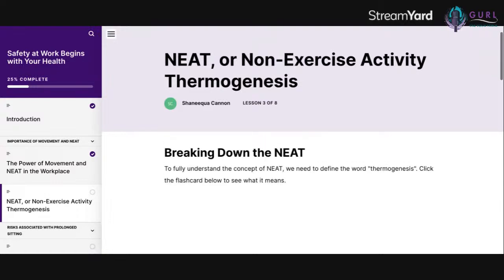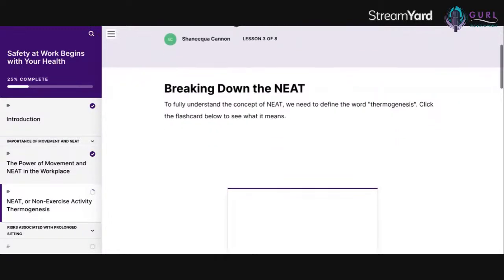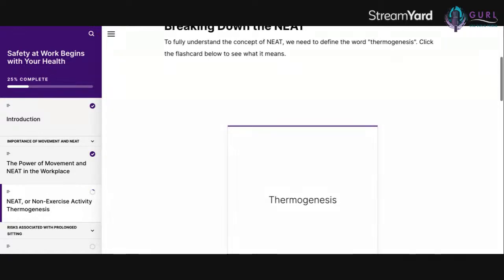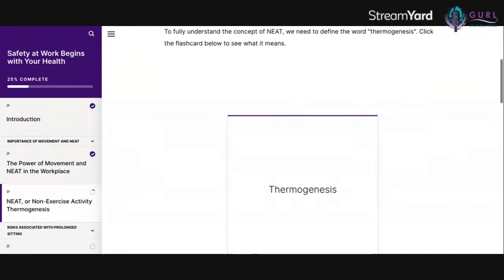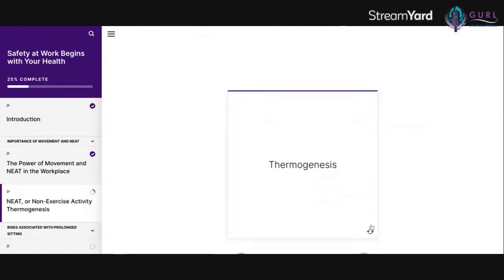All right, so NEAT is this. NEAT is non-exercise activity thermogenesis. So let's break down what NEAT is. To fully understand the concept of NEAT, we need to define the word thermogenesis. So let's click this flashcard below to see what it means.